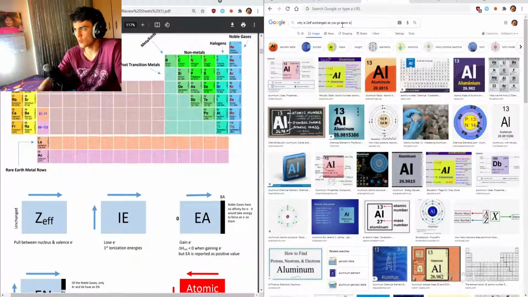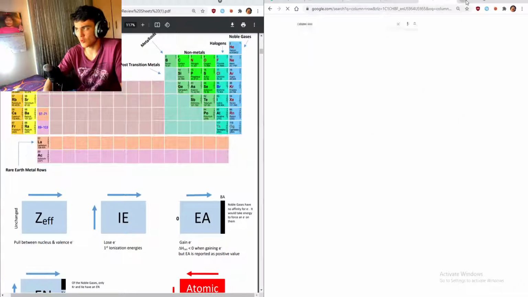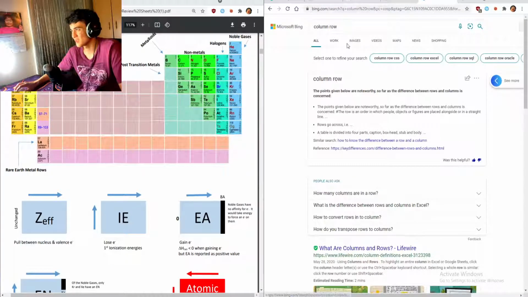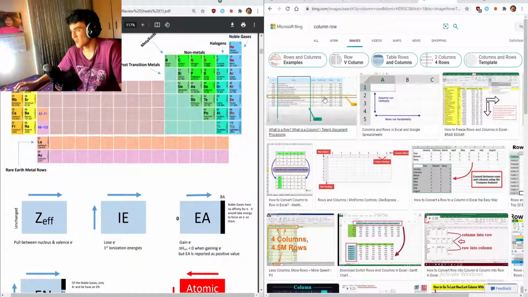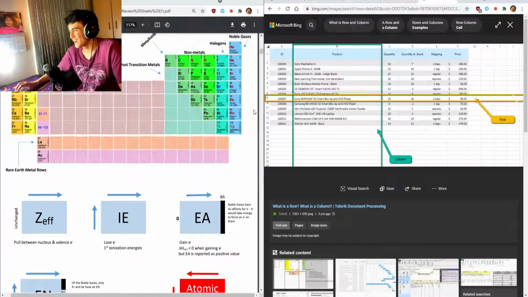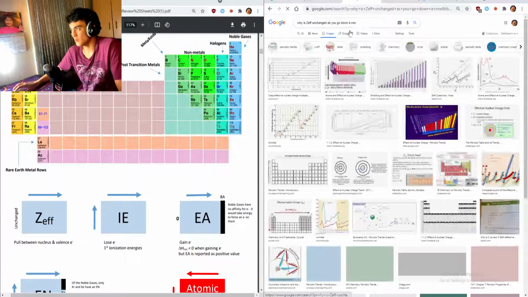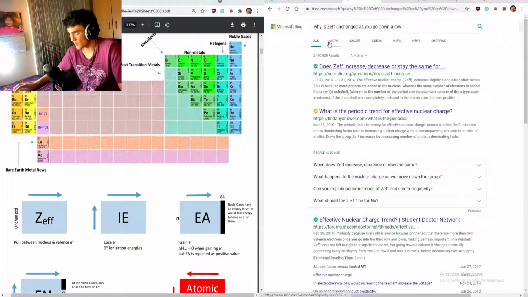Row. Column. Which one is column? Which one is row? Column, row. This is so stupid. Column. So row, this is column. So row, yeah, that's right.